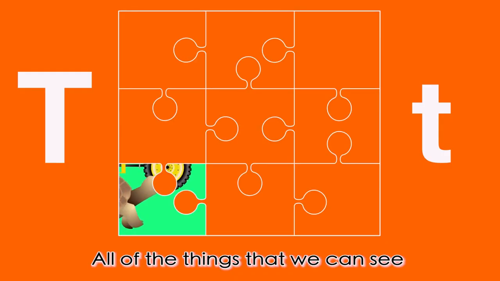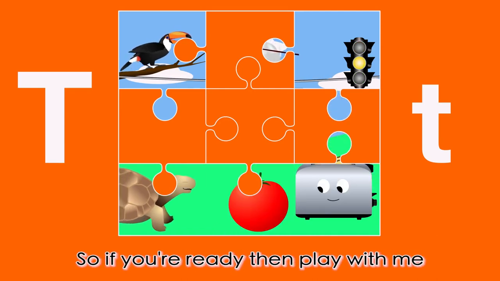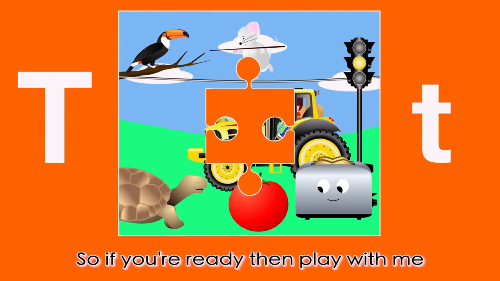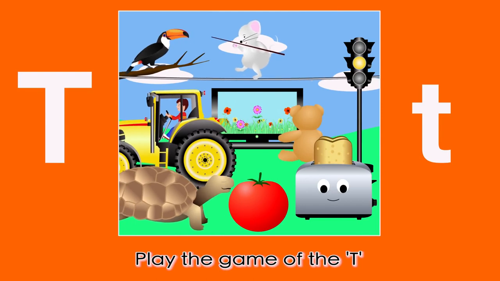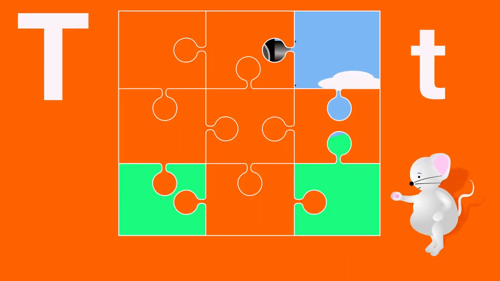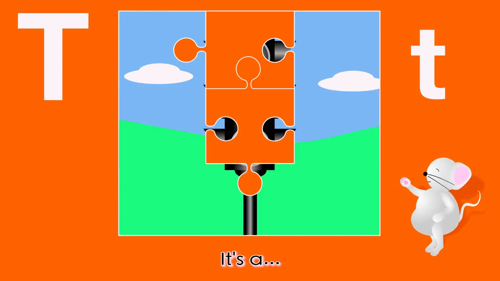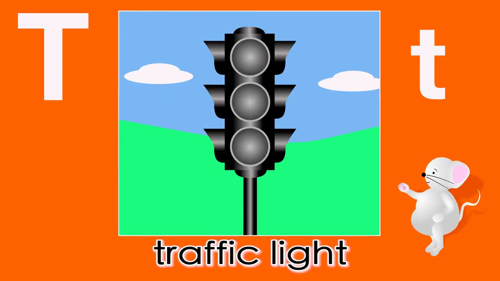All of the things that we can see are words that always begin with T. So if you're ready, then play with me, play the game of the T. It's a traffic light.